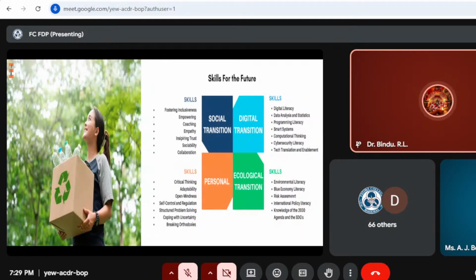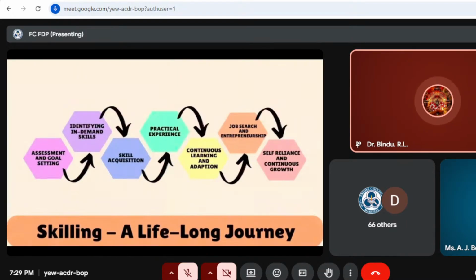What are the skills for the future? From this, we have come to a conclusion about what skills are needed for the future. That is social transition, digital transition, personal and ecological transition. All three will lead to personal development. And digital literacy, data analysis, programming literacy, everything is given as the offshoot of this combination of skills, and that will help us to lead a better life in future. Next. So this skilling is a lifelong journey.